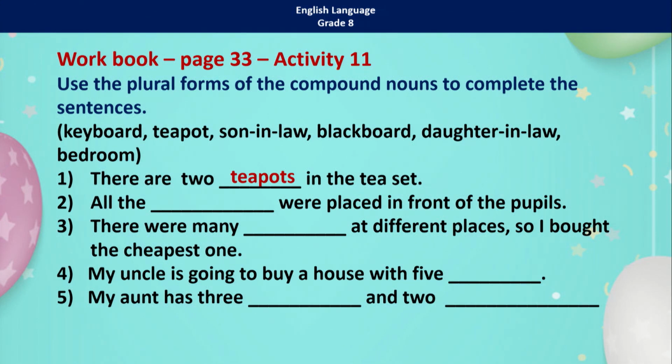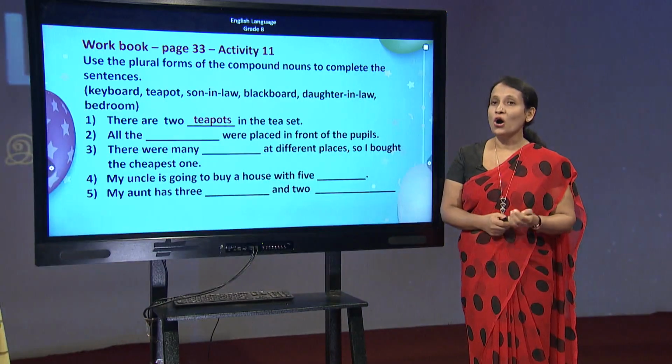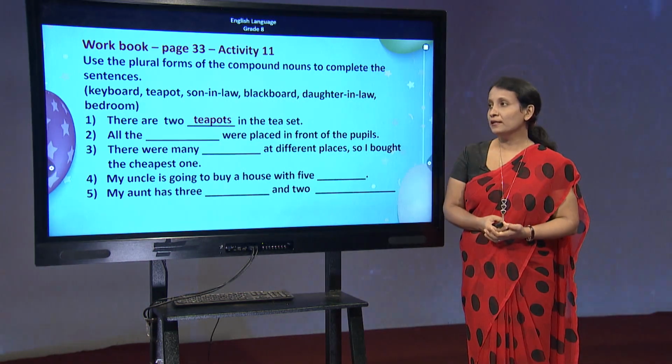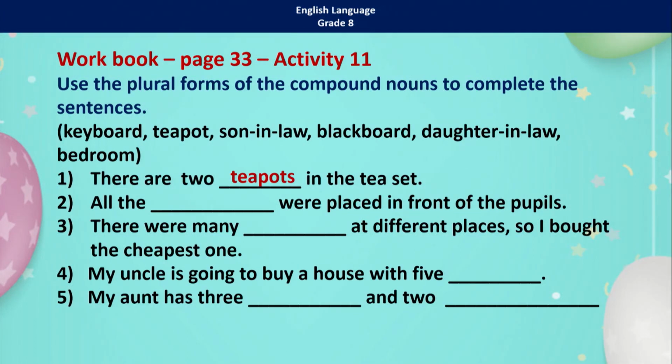All the blank were placed in front of the pupils. Where do we find pupils? In a classroom we have? What is in front of our pupils? We have a board, we have a blackboard. Yes, sometimes it has changed to whiteboards now. Anyway, there should be a blackboard or a whiteboard. So our answer is blackboard. We have to make it plural. It becomes blackboards. Yes, all the blackboards were placed in front of the pupils.